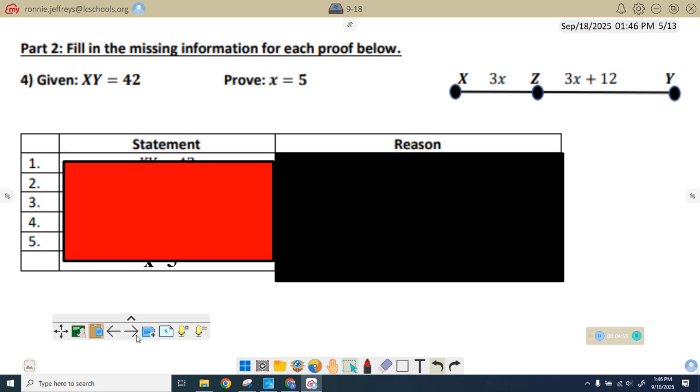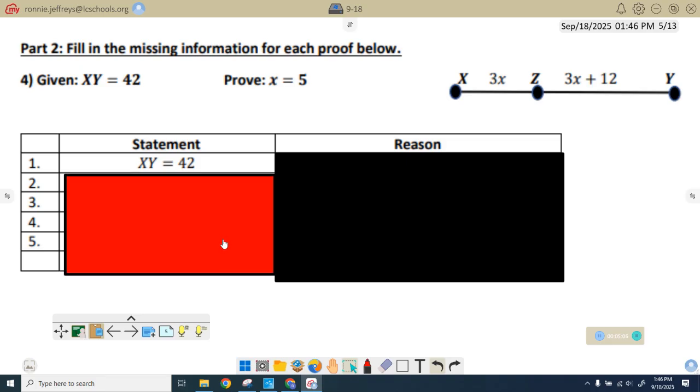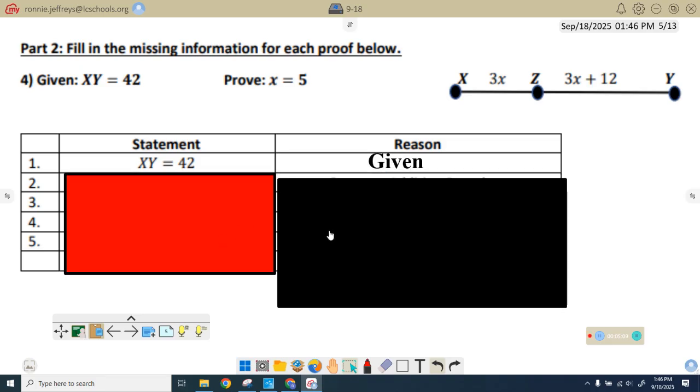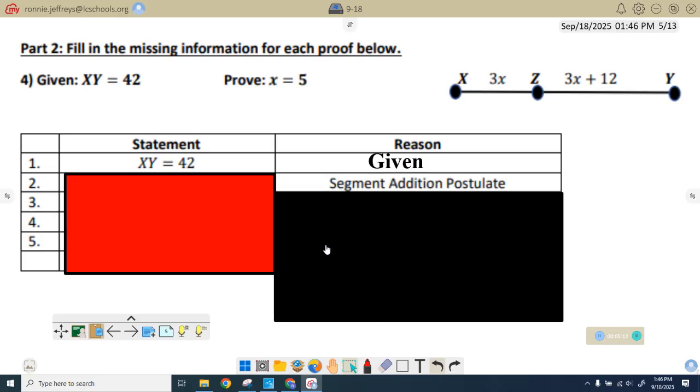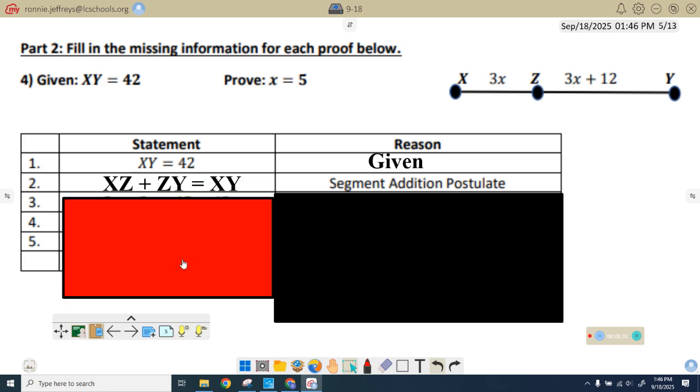All right, number 3. So given this, prove this. Here we have this. Now, I'm actually asking for the statement on this one. It says segment addition postulate. That would mean that this little segment plus this little segment equals the whole big segment. So it should look like this: XZ plus ZY equals XY.